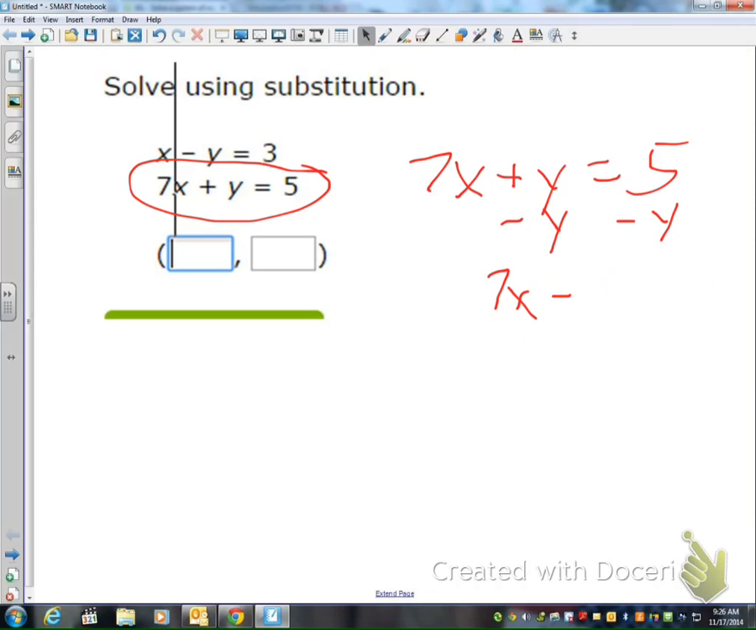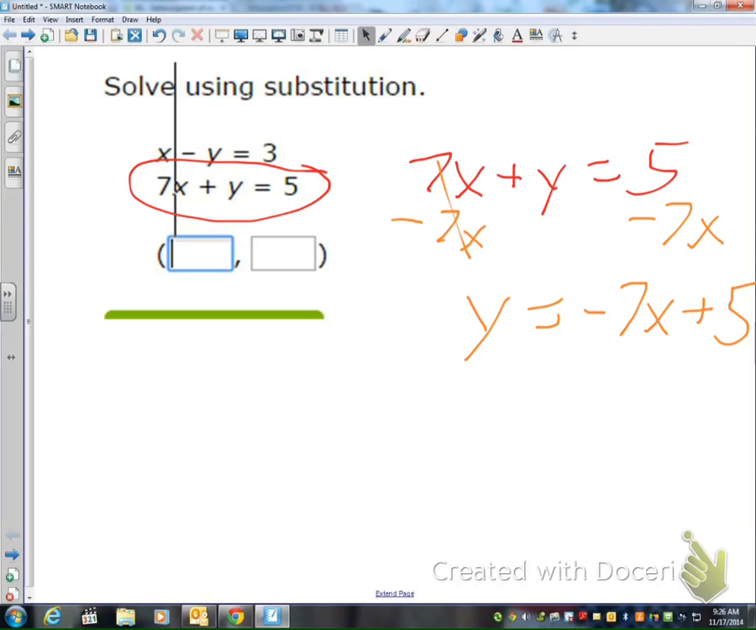So instead of doing that, I can take the same equation and I can subtract 7x from both sides. And that way I get y equals negative 7x plus 5, or 5 minus 7x. It's not slope-intercept form here, so it really doesn't matter whether we put our x term first or not. But either way, 5 minus 7x or negative 7x plus 5. Now I have one of my equations in either y equals or x equals form, right?